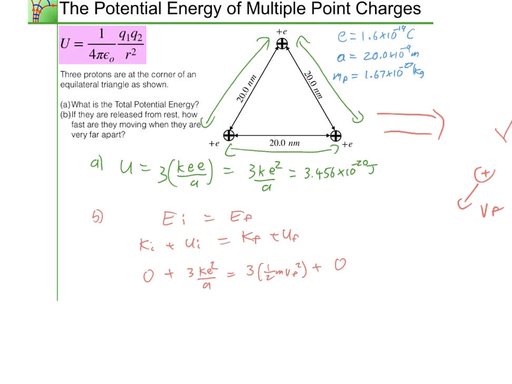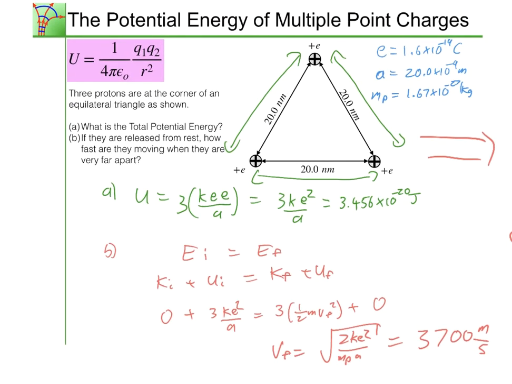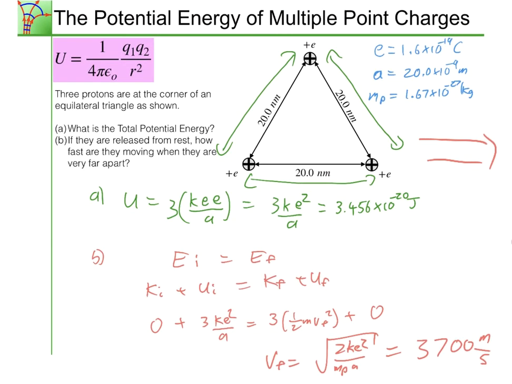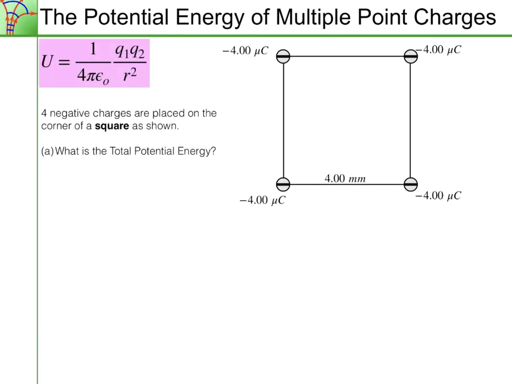So I can solve that for v final, kind of like what we did with the other ones. It's the square root of 2 k e squared over the mass of the proton times a. And when I worked it out, I got approximately 3,700 meters per second, give or take a meter per second. So that's one way you can use conservation of energy to calculate the change in kinetic energy of particles. One more problem I'd like to do. Let's just calculate the total potential energy stored in this arrangement.